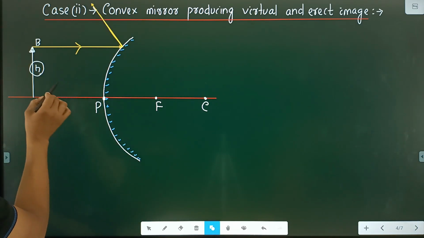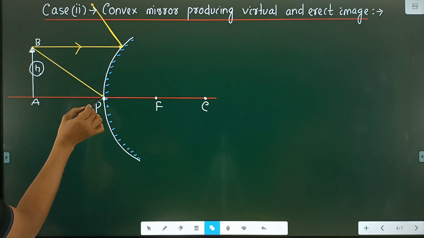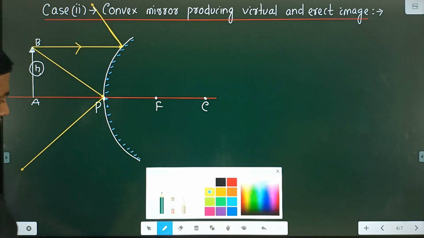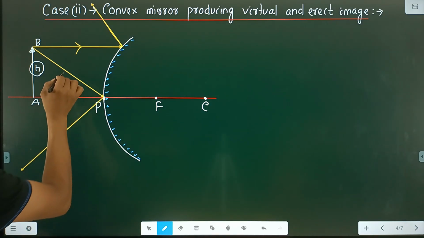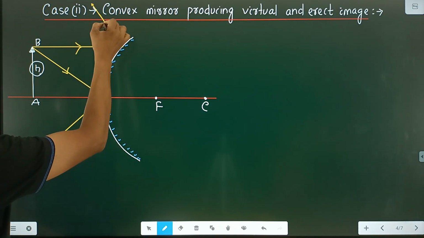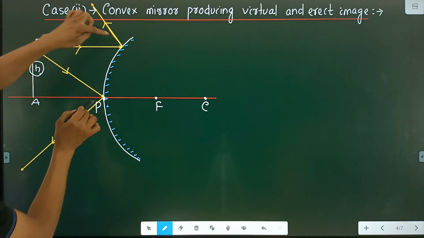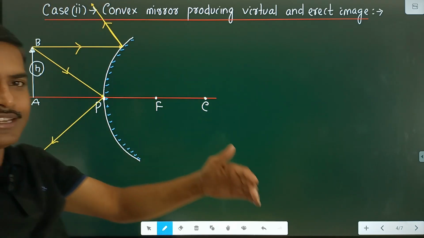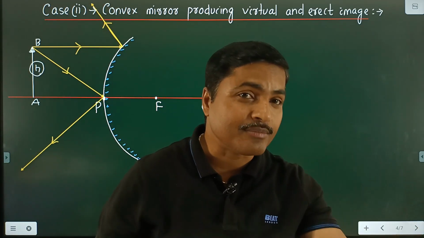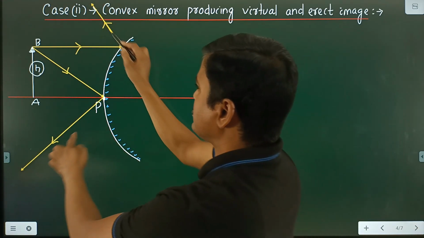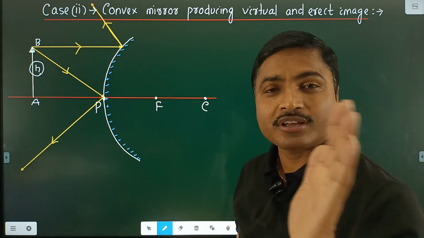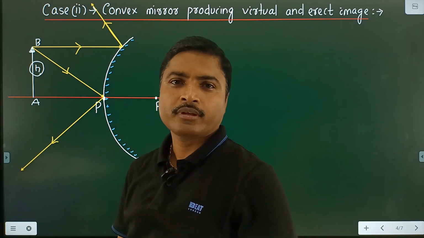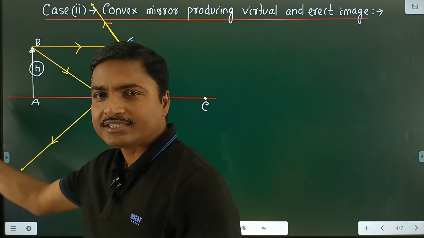The second incident ray, suppose it moves towards the pole, then the reflected ray moves in this direction. This one is the second incident ray, and this one is the reflected ray. Here two reflected rays are there, and the distance between the two reflected rays gradually increases. Distance increase means both are diverging from each other. If both are diverging, then the reflected rays never cross each other on this side. That means the image cannot be formed on this side.